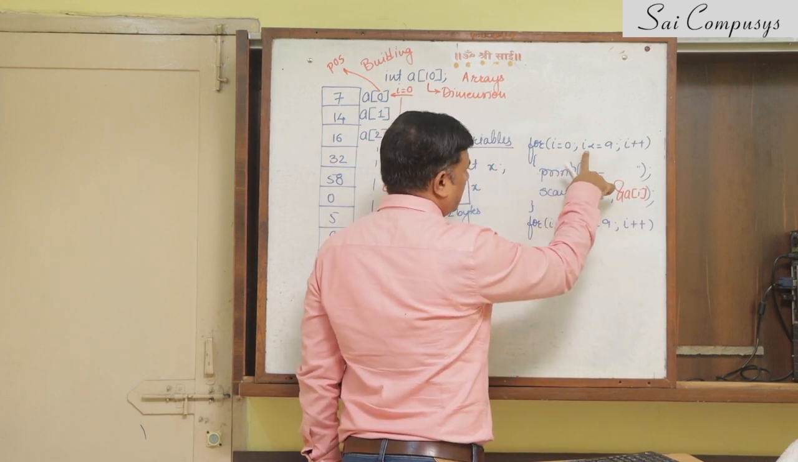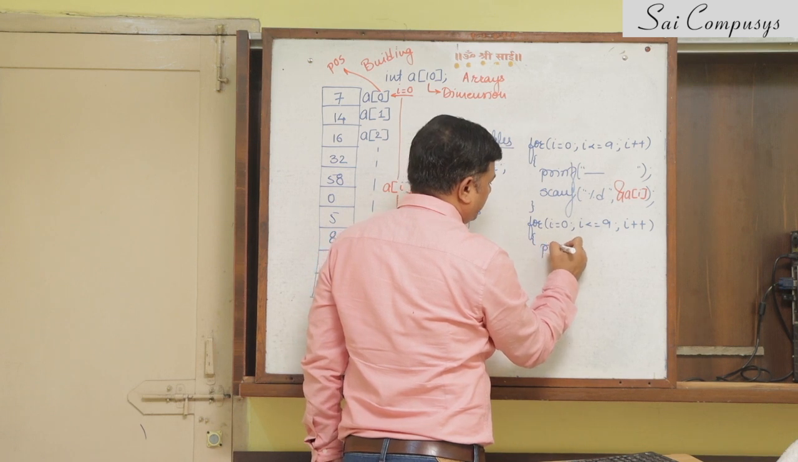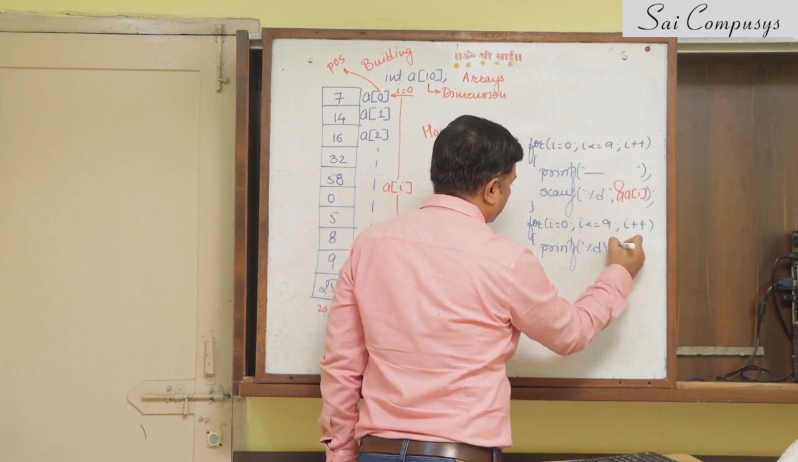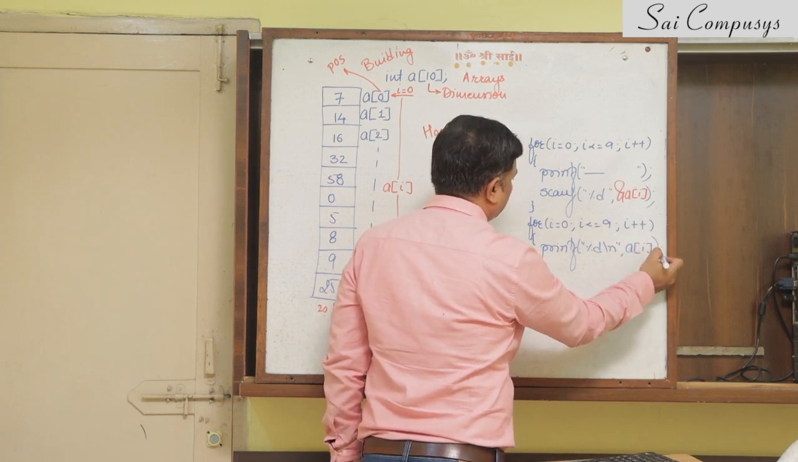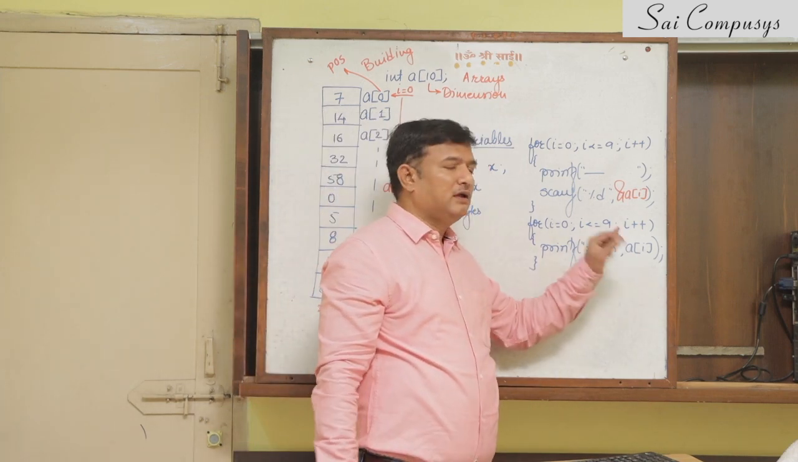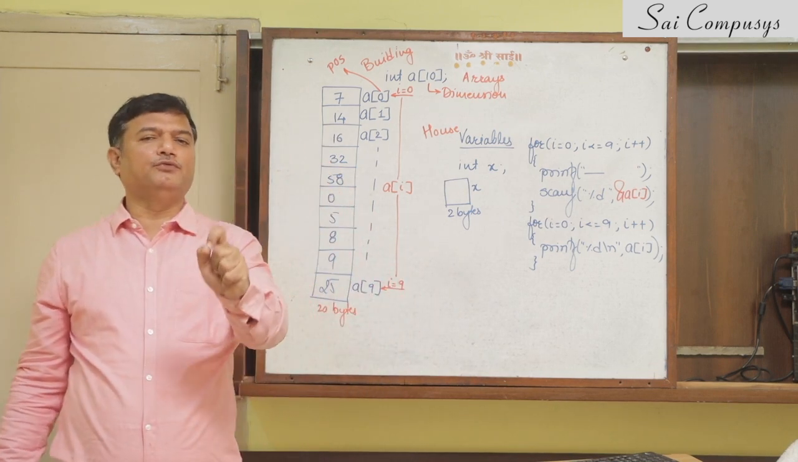This variable could have been I, j, k, that depends upon your choice. And here I will again print the element one by one inside the loop by writing A of I. Let me repeat this. A of I is not array. A of I is an element of the array.